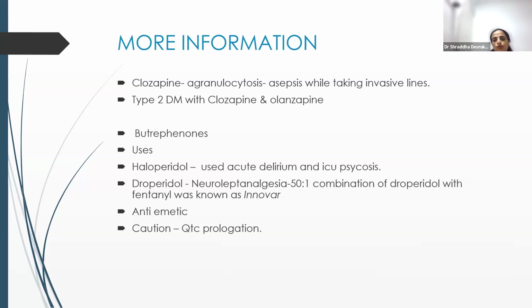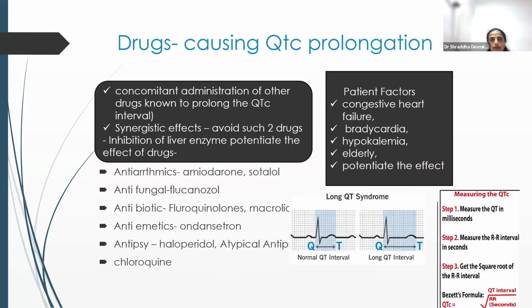So these butyrophenones were an age-old part of anesthesia, where haloperidol is still used in acute delirium and ICU psychosis, as well as droperidol, neurolept analgesia as a combination with fentanyl, Innovar, used as an antiemetic. The caution with this particular drug is it can cause QTc prolongation.